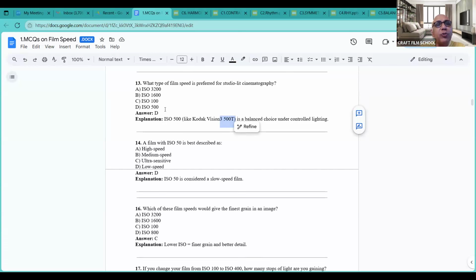Otherwise, what we do is we use a different magazine when we have to shoot at a very, very high speed and you don't have enough lights to boost up the light level. So you use the very high speed, but very rarely. We prefer to boost up the light level rather than to use the high speed.